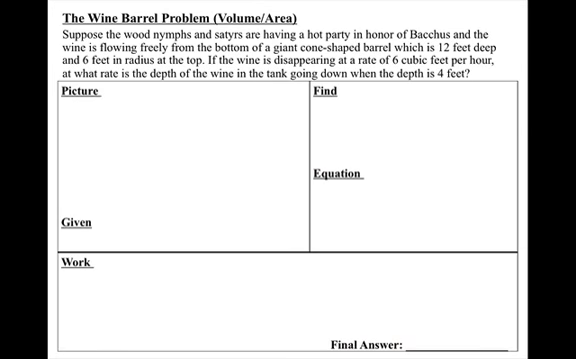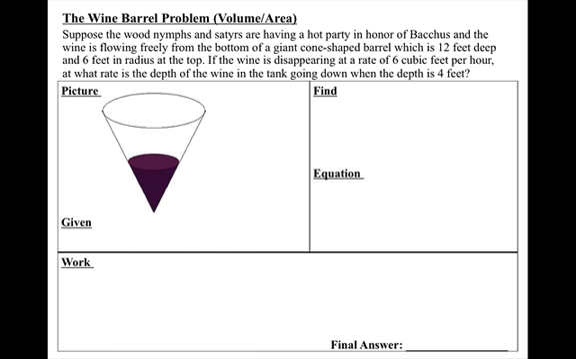The other type of problem that you are going to deal with is a volume or area problem. And I call this problem the wine barrel problem. Suppose the wood nymphs and satyrs are having a hot party in honor of Bacchus, and the wine is flowing freely from the bottom of a giant cone-shaped barrel, which is 12 feet deep and 6 feet in radius at the top. If the wine is disappearing at a rate of 6 cubic feet per hour, at what rate is the depth of the wine in the tank going down when the depth is 4 feet?